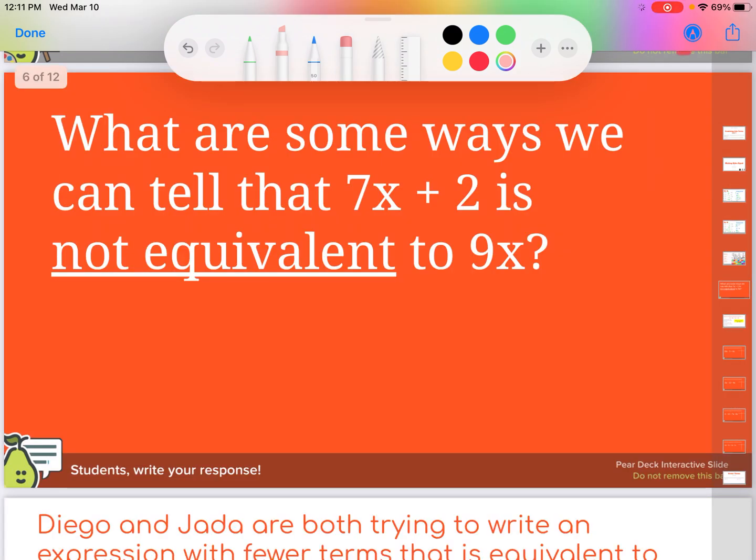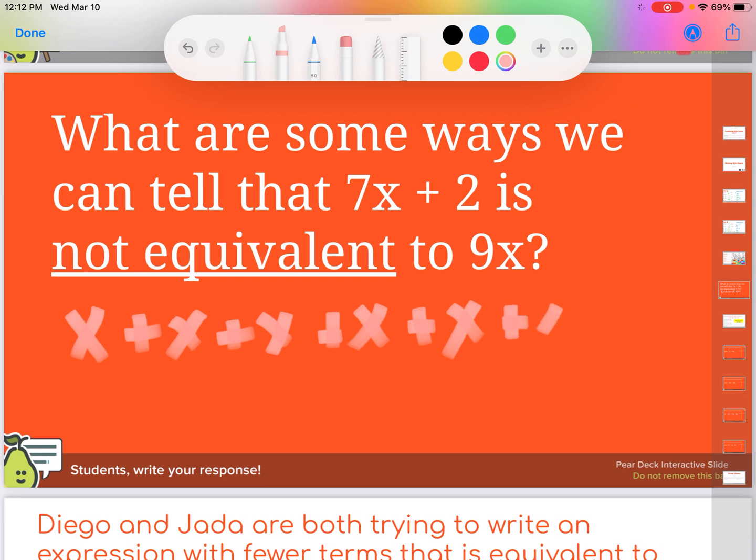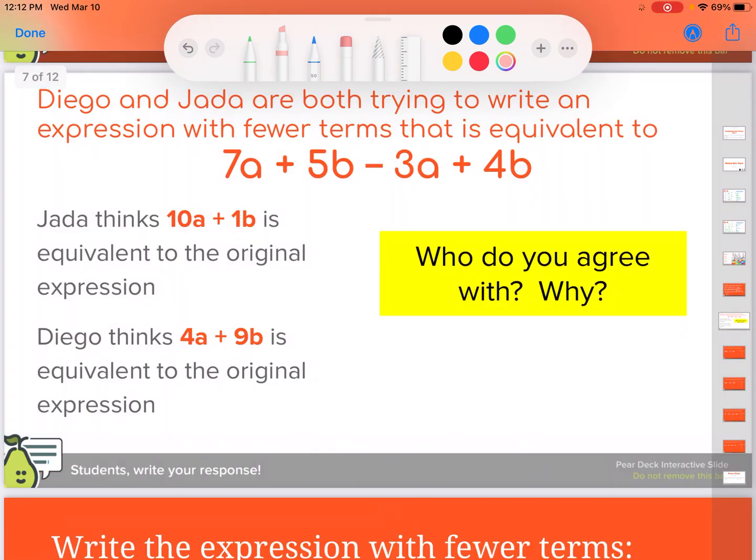All right, what are some ways we can tell that 7x plus 2 is not equivalent to 9x? Well, 7x is 1, 2, 3, 4, 5, 6, 7, and then 1 plus 1. That's not the same as 9x's. Okay, so when I write it out, it's not the same.